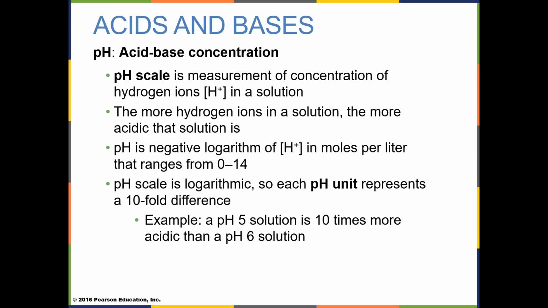Now we monitor the concentration of acids and bases in our bodies using what's known as the pH scale. And the pH scale is simply a measure of the hydrogen ions in solution. That's all it is. How many hydrogen ions do you have in solution? The more hydrogen ions you have, the more acidic that solution is, with all the properties of a stronger and stronger acid. Now, the definition of pH is the negative logarithm of hydrogen ion concentration in moles per liter, and it ranges from 0 to 14.